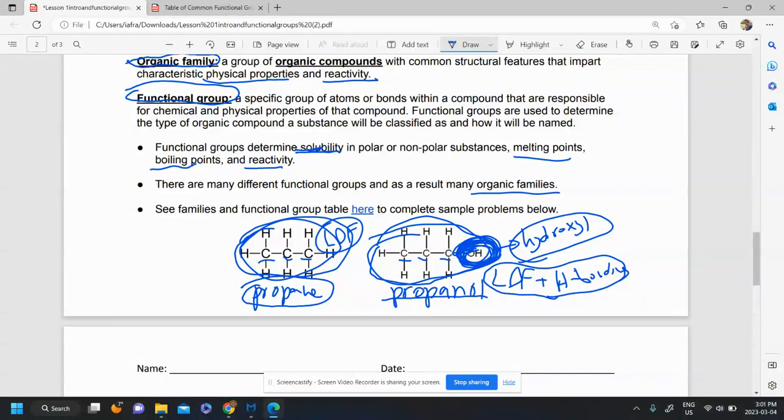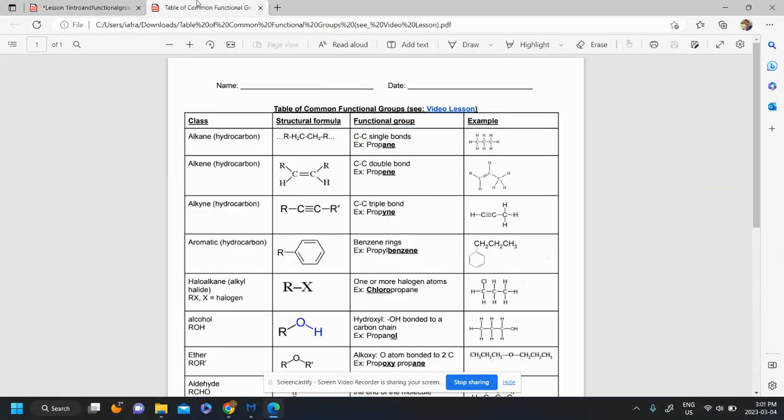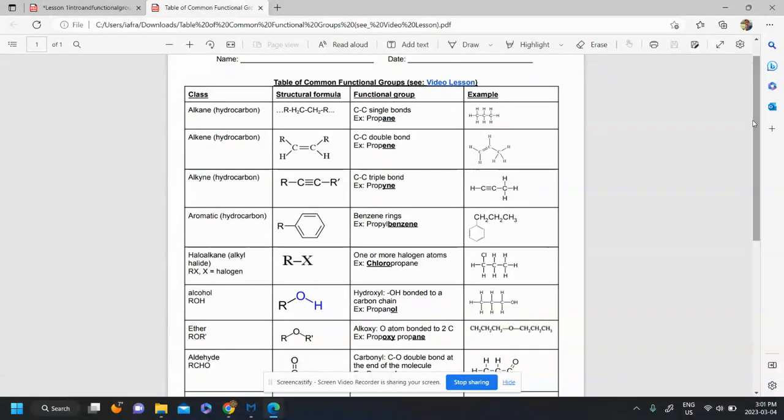Our first step really is being able to use the table of functional groups and being able to identify functional groups within molecules. So let's take a look at this table over here. This is our functional group table. And so the way it's organized is you have the class over here. So the family, in other words, type of organic compounds that exist.